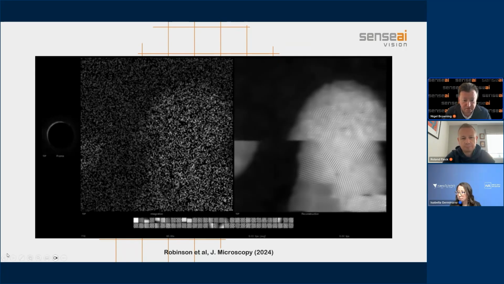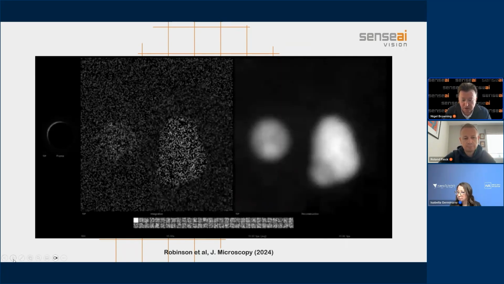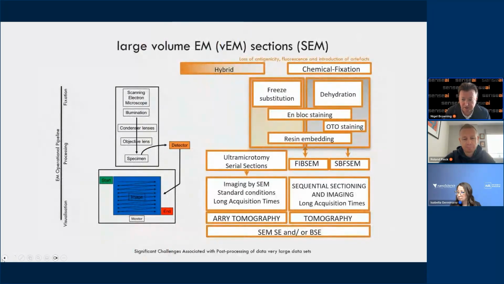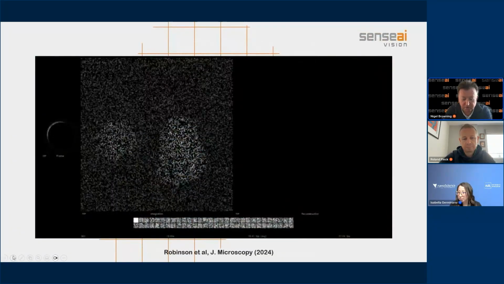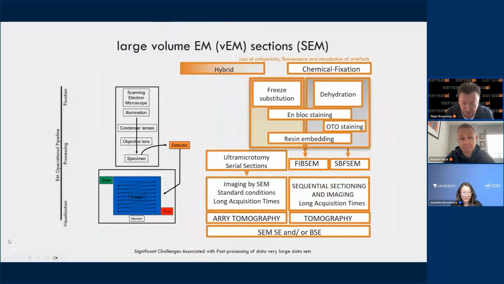So, all right, thanks for that, Isabella. You can stop that now. So that's sparse sampling. Now we want to talk a little bit about where Volume EM comes in. So Roland, if you don't mind giving us an introduction to Volume EM and your particular interest in it.